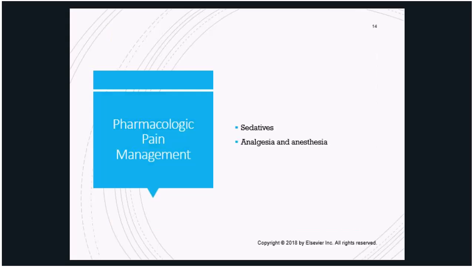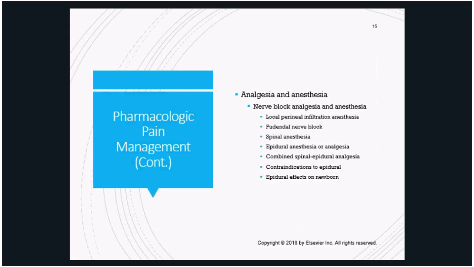Pharmacological pain management during birth could be sedatives or analgesia and anesthesia. You're not put to sleep to have a baby, but anesthesia is done during a C-section. Could be a spinal or completely put to sleep. Analgesia, anesthesia, so you have a nerve block. So localized perineal infiltration anesthesia, where they can just block the perineal area. They can block the pudendal nerve, a spinal, an epidural, combined spinal and epidural.